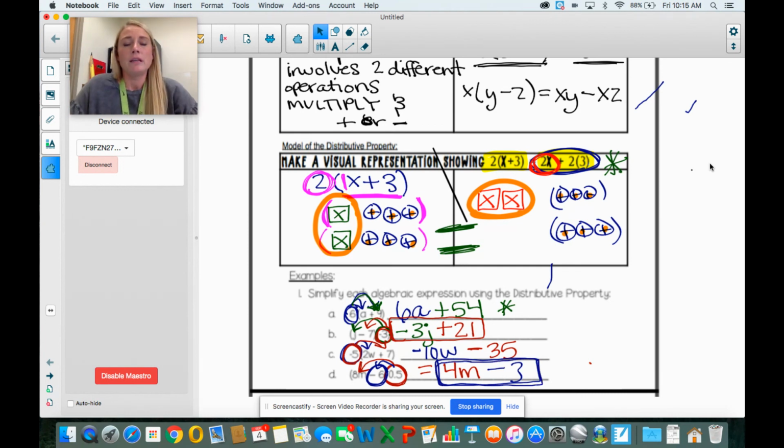Okay, so hopefully this helped you understand distributive property. It's really easy. It's the first thing that we do because we have to follow order of operations. PEMDAS, parentheses, tell us that that goes first. And we always want to remember that parentheses tell us to multiply every time.